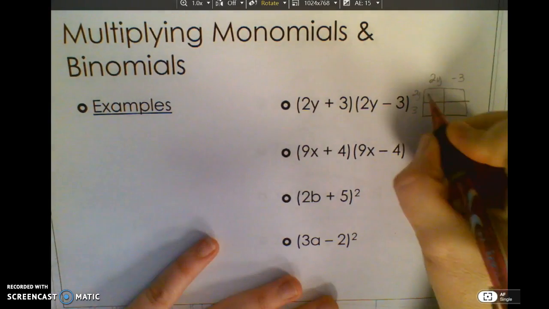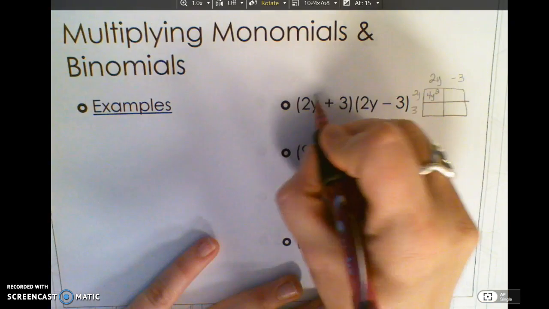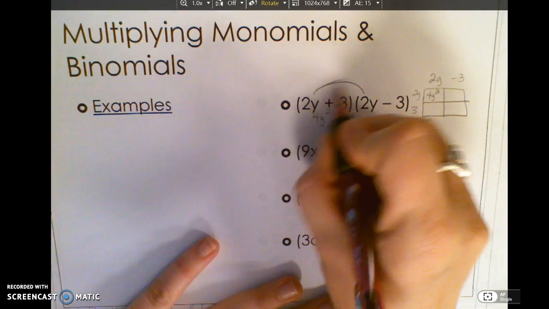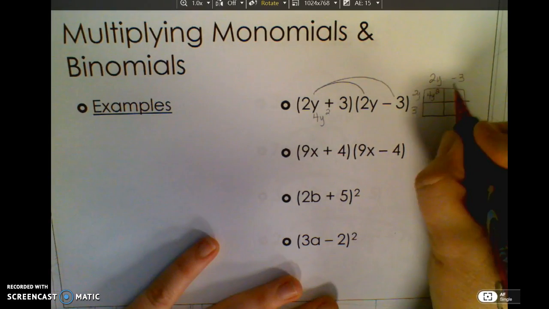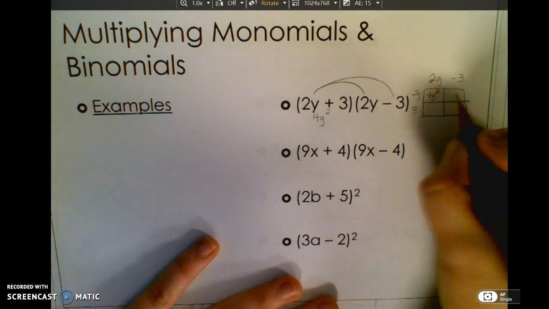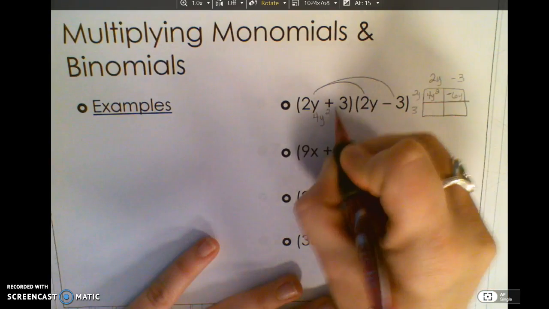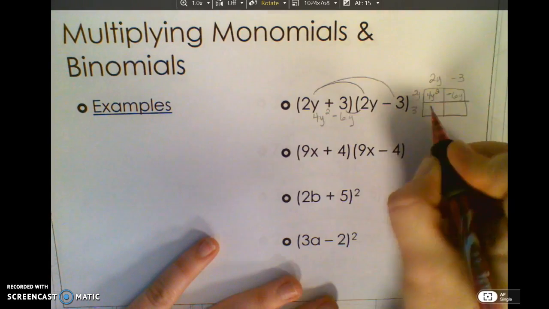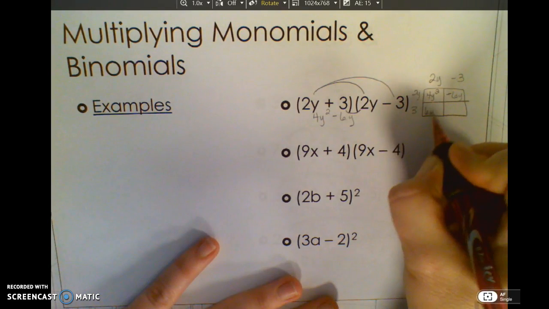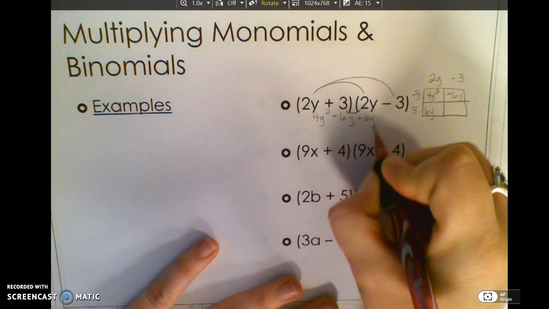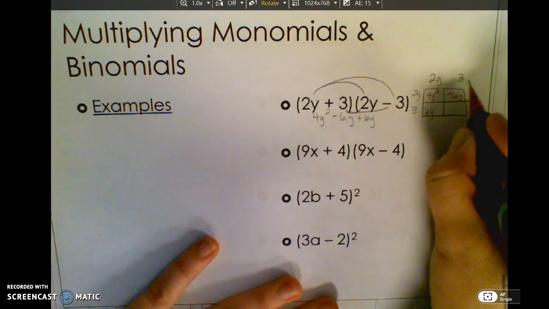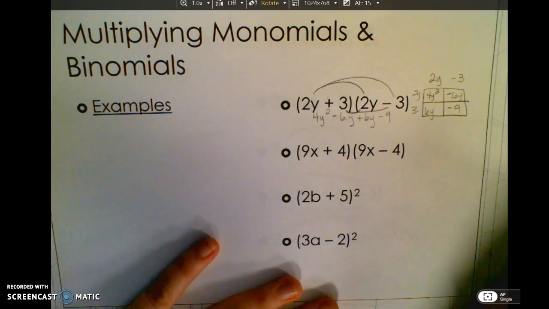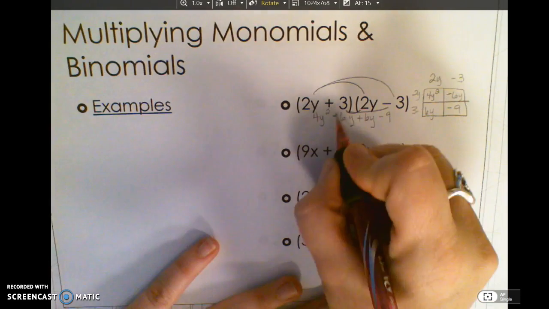2y times 2y is 4y squared. You're doing the same thing right there, 4y squared. 2y times negative 3, which is negative 6y. When I multiply the inside, I get positive 6y. And 3 times negative 3 is negative 9. Either way that you work this problem, you're doing the same thing.